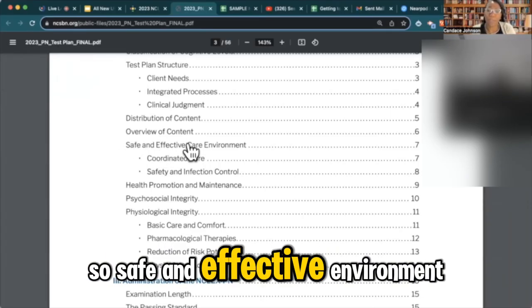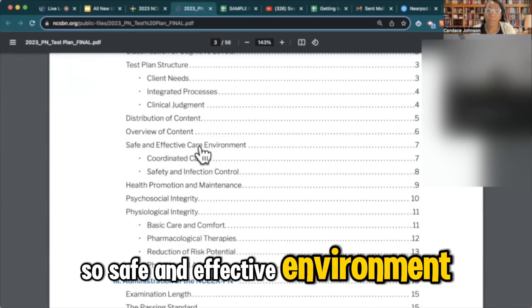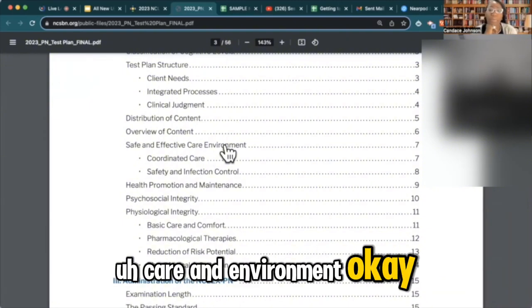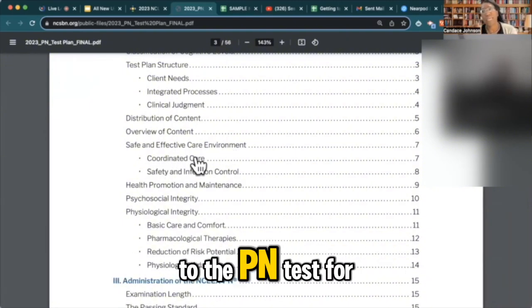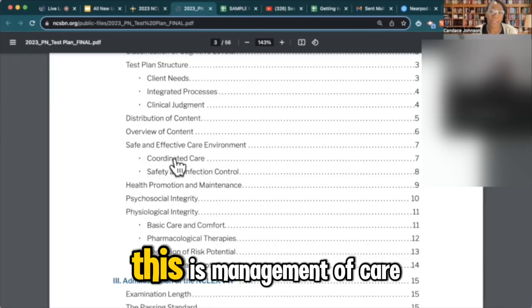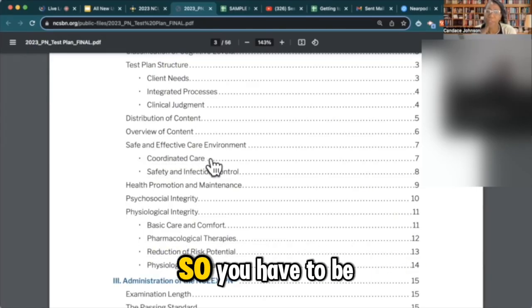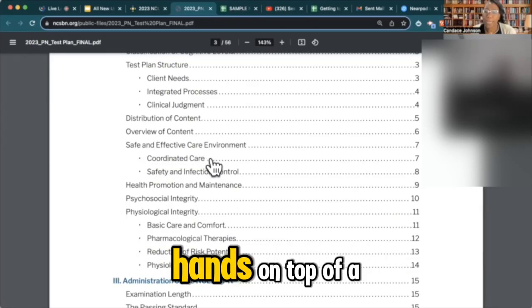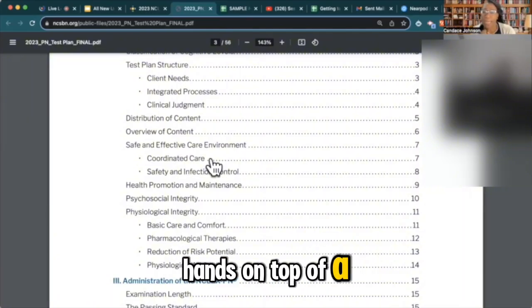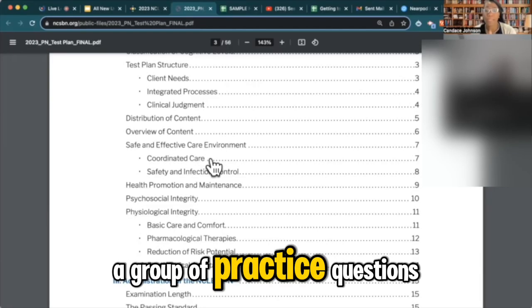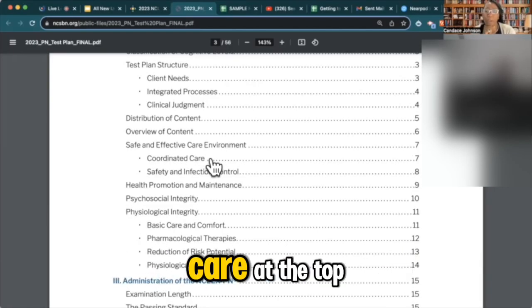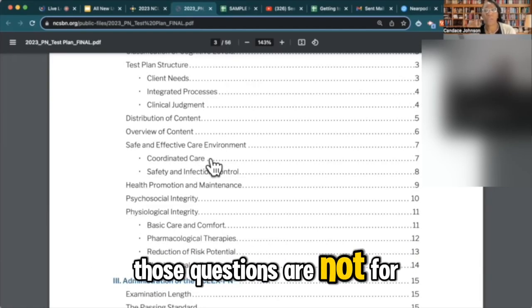So safe and effective care environment. Coordinated care, that is unique to the PN test. For the RN test, this is management of care. So you have to be careful if you get your hands on a group of practice questions and you notice management of care at the top. Those questions are not for you.